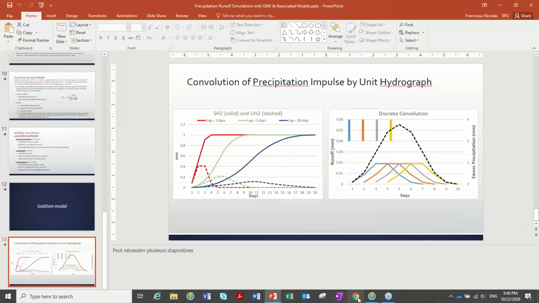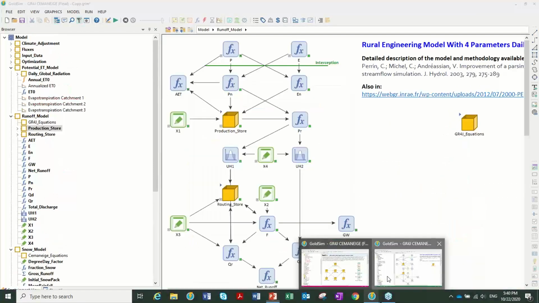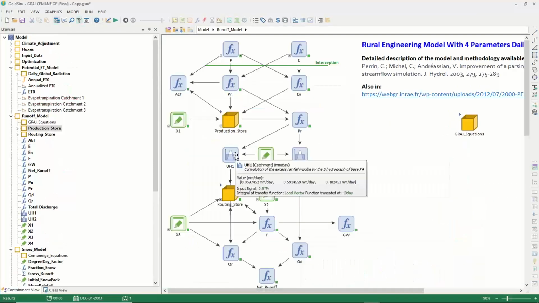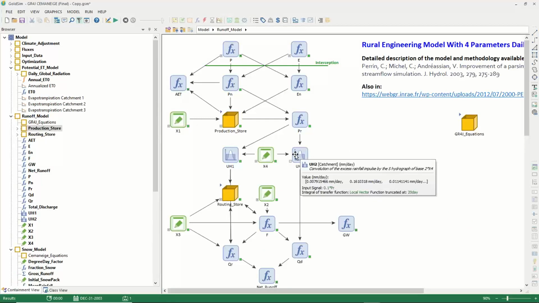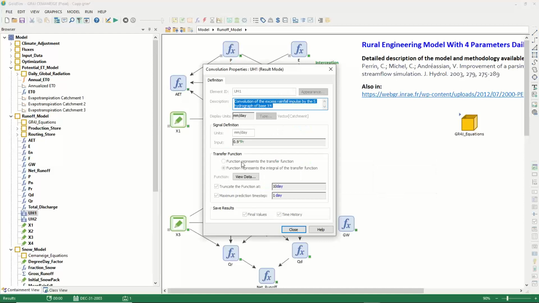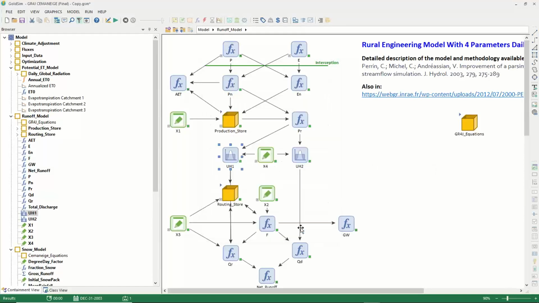Fortunately, GoldSim, really conveniently, has its own convolution element, so we don't have to go through all that calculation. You just need to enter the S-curve, which is the integral of the transfer function, and it does it for you.